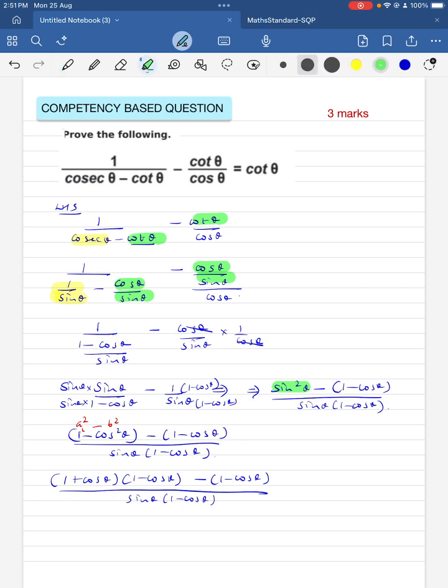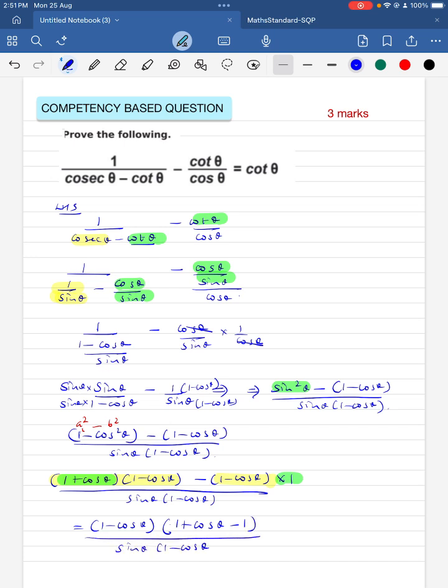Okay, now I have two terms in the numerator. I have this and this. Now do you think I can take out something common? Yes, I can. I can take out 1 minus cos theta common. So I would have 1 minus cos theta and then what would go into the bracket? Now the remaining terms would go into the bracket. So this will go into the bracket and I would have a times 1 from here which would go into the bracket. Okay, so that will be 1 plus cos theta minus 1, divided by sin theta times 1 minus cos theta.